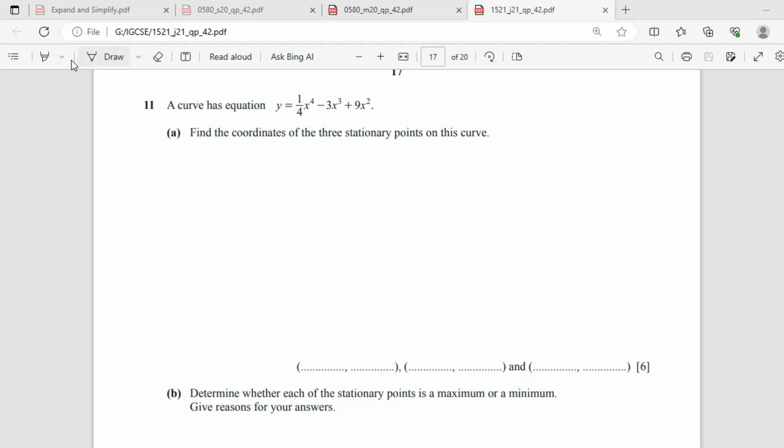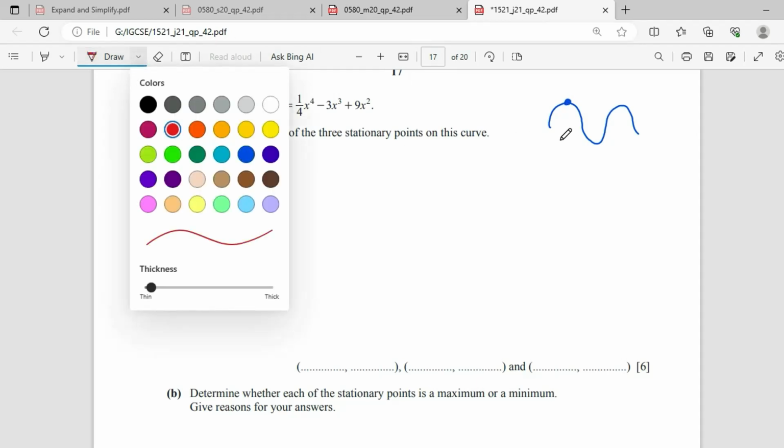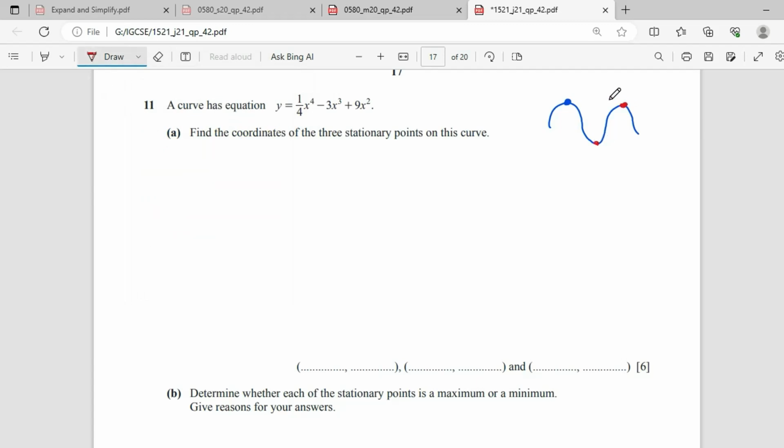Now let's try to understand using a graph. Suppose I draw a graph like this one. At this point, this point and this point, these are the 3 points where if I draw a tangent, you can see that the tangent is parallel to the x-axis. Whenever the tangent is parallel to the x-axis, the slope or gradient of the function will be 0 at that point. So these points are nothing but the stationary points.